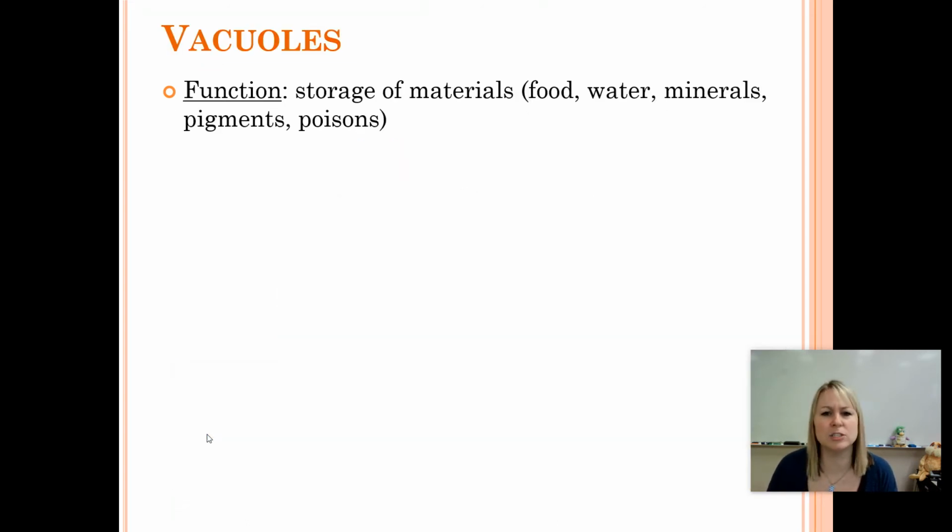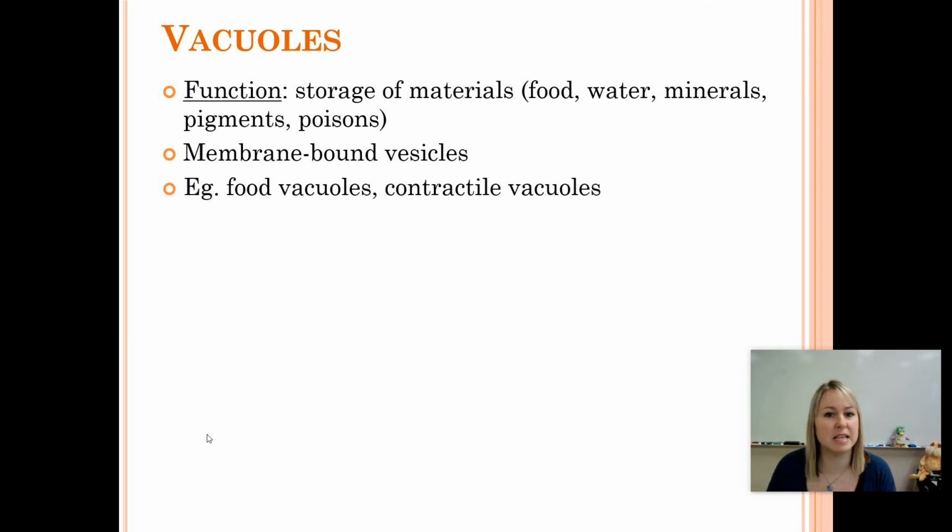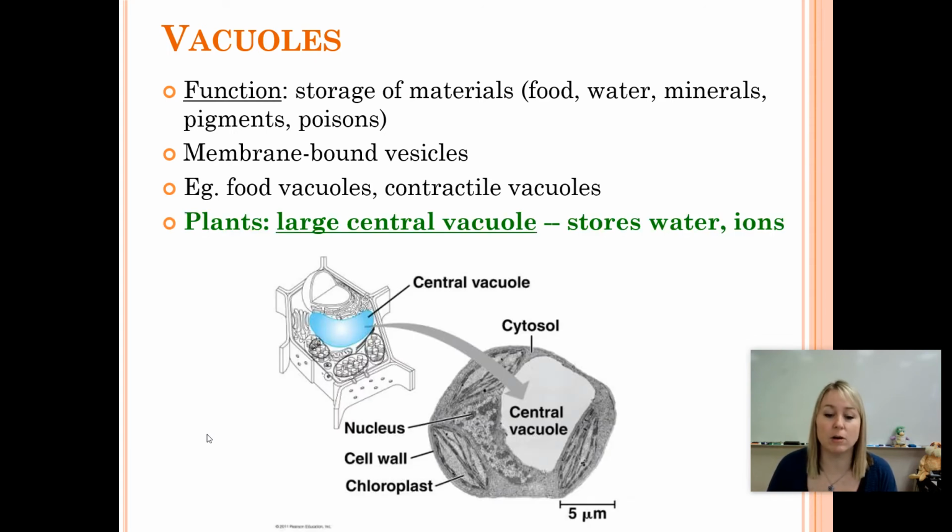Vacuoles are kind of a generic term. They're little storage vesicles. They are membrane bound and they contain things like food, bits of molecules, water, minerals. You could have pigments in a vacuole. There are certain plants that are a color, like a red onion has a bright color in it because it's storing pigments in those vacuoles.